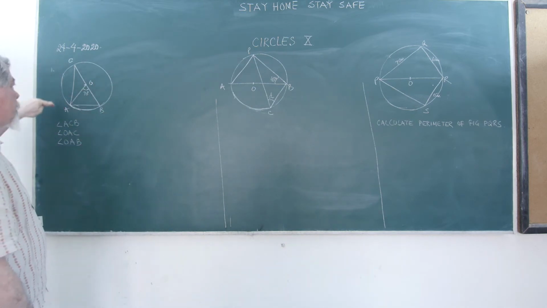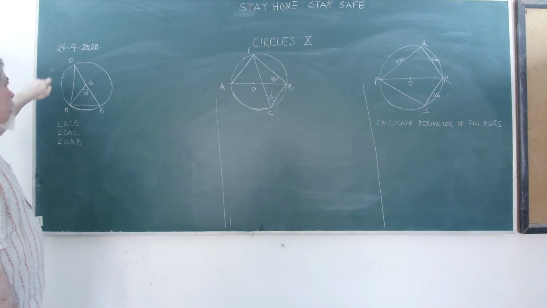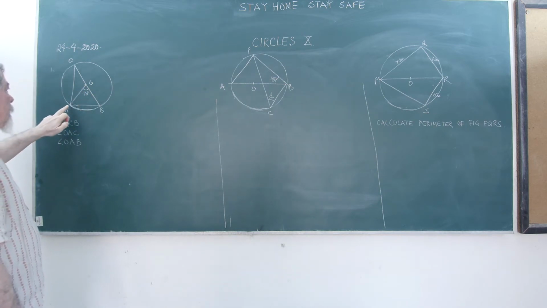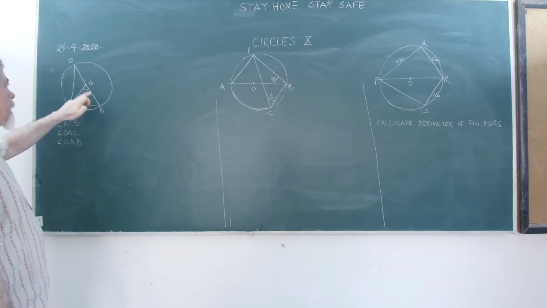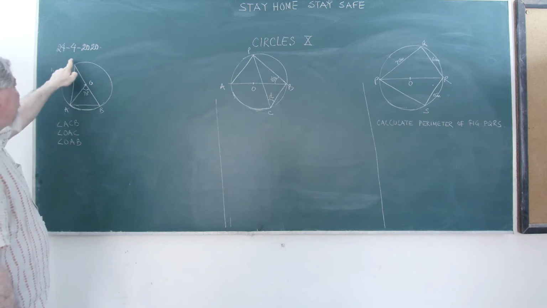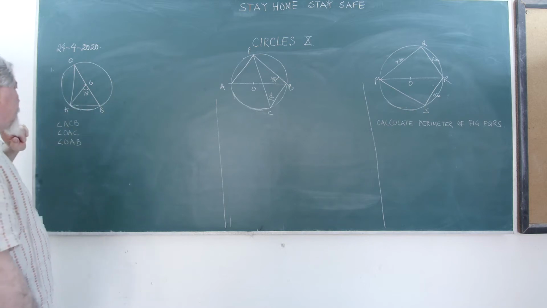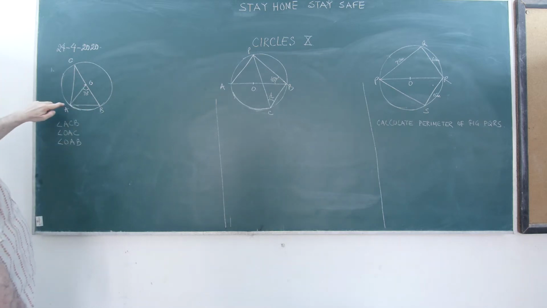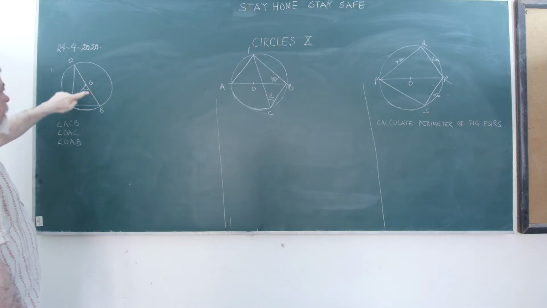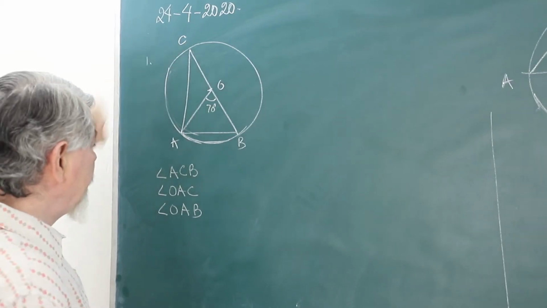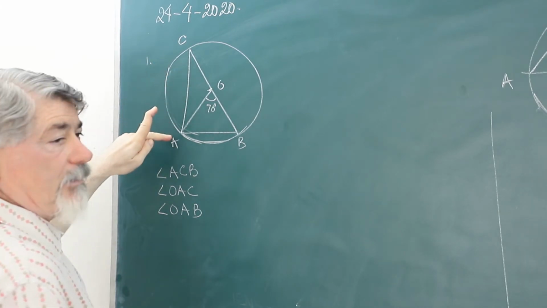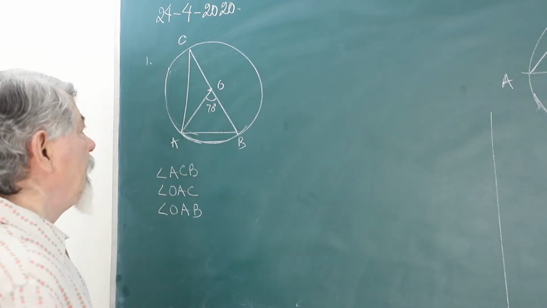Like in this first problem, I have a circle with center O. AB is the arc which subtends angle AOB at the center. COB is the diameter. What I have to find is angle ACB, angle OAC, and also angle OAB.